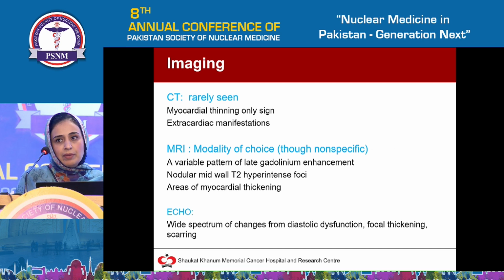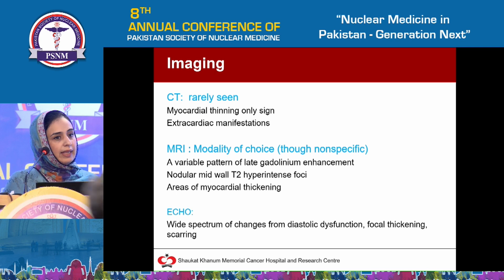A little bit about the imaging. CT is very non-specific, you can hardly see anything. Rarely, in advanced cardiac disease, you may see a bit of thinning, but there you can see extracardiac manifestations in the lungs and lymph nodes, etc. MRI is the modality of choice, though it's non-specific. Patterns which are characteristic but obviously not always present are late gadolinium enhancement, nodular mid-wall T2 hyperintense foci, and areas of myocardial thickening. Echo, you can get a wide range of changes from diastolic dysfunction to focal thickening and scarring.